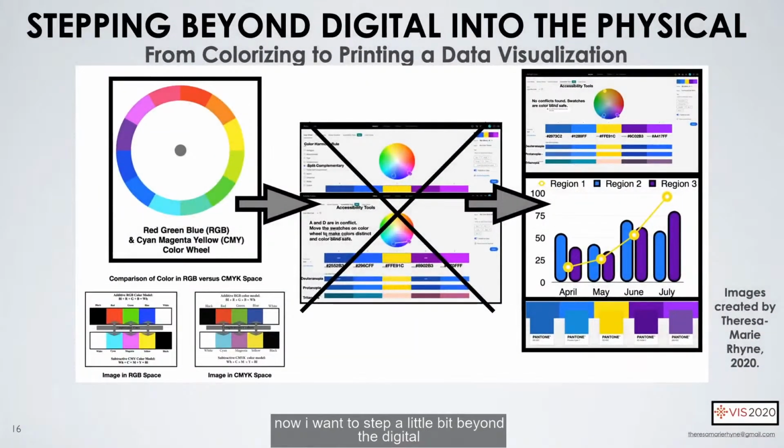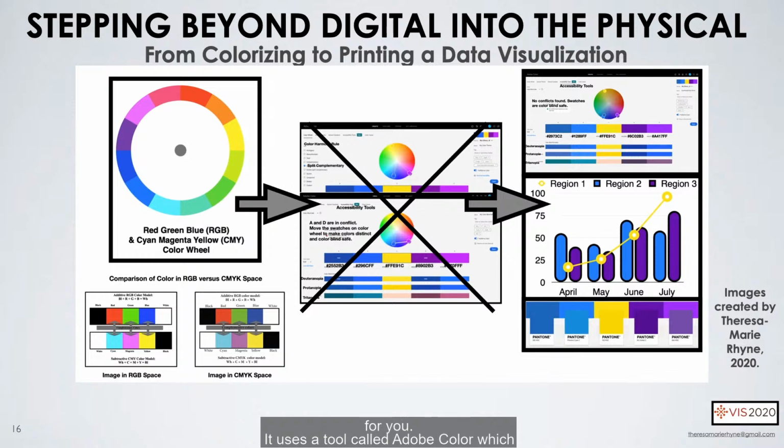So now I want to step a little bit beyond the digital world and talk a little bit more about the physical world. Earlier, I talked about this idea that RGB color space, when you take a visualization created in that space, which many of us probably do create our visualizations there, and you print it out, or you go into cyan, magenta, yellow color space, there's some real problems.